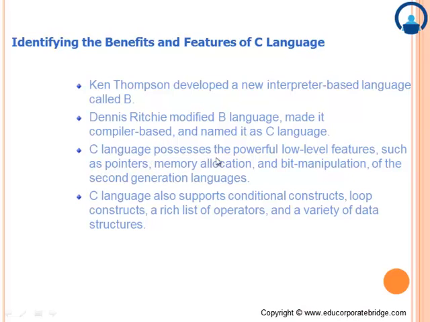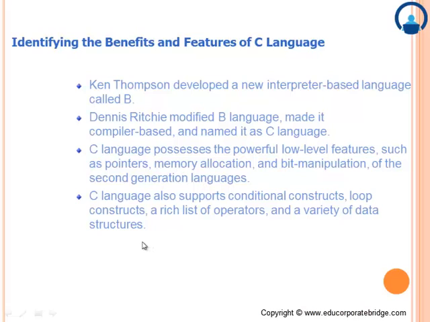C language possesses the powerful low level features of the second generation languages, such as pointers, memory allocation, and bit manipulation. See, C language is counted as a very powerful low level language of the second generation, and it also supports conditional constructs like loops, a rich list of operators, and a variety of data structures. It is a very flexible and powerful language.